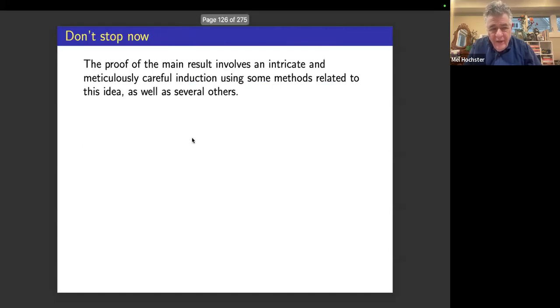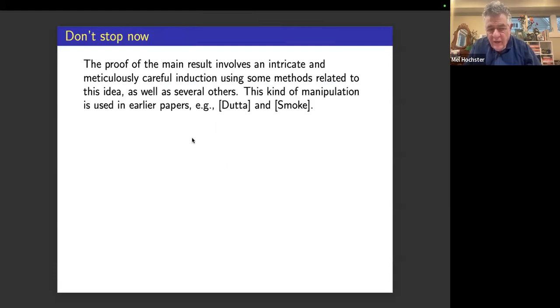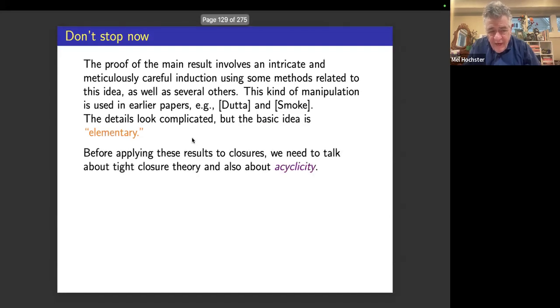And there are a bunch of others, but it would take a whole 2-hour talk to go through the whole thing. But by a very careful induction, you can get this idea and a bunch of others. I say this idea also occurs in earlier papers by Dutta, and there's also a beautiful paper of William Smoke. While the details look complicated, the basic idea is elementary, if you'll forgive a pun on elementary operation. Anyway, before applying these results to closures, I want to talk about tight closure theory briefly and also about acyclicity.